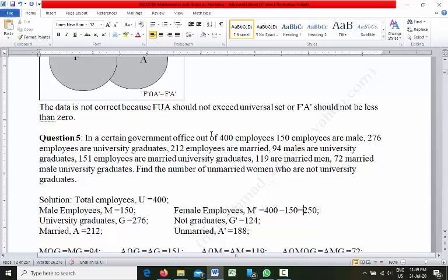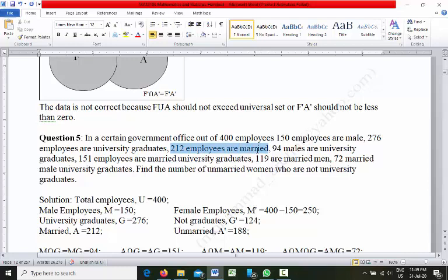I am saying again, the total number of employees is 400. Out of 400 employees, 150 are male. So male employees, which we denote as M, is 150. The remaining employees are female, that is M prime. If the male employees are M, then female employees will be M prime, the complement of M, which is 250.